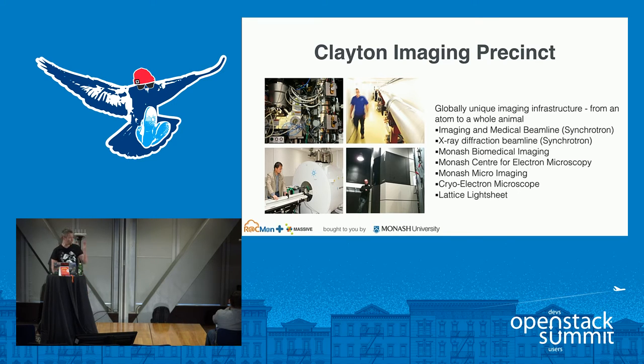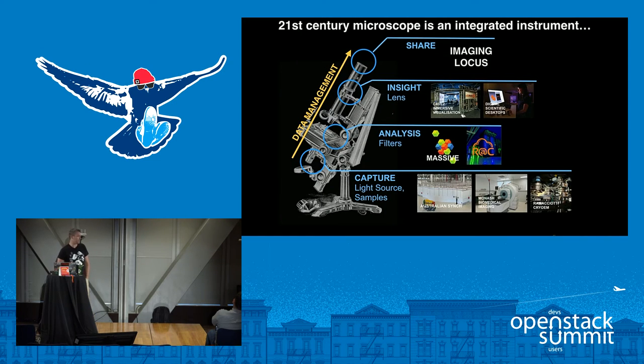The Clayton campus, which is where we work, is a globally unique hub for medical imaging in particular. We have a lot of interesting microscopes here. I'll talk about a couple of those later on, particularly the cryo electron microscope and lattice light sheet. Microscopes these days, though, are not just the facilities dealing with light and so on. There's a full integrated stack where HPC is a big part, and that's where you see Massive in the picture there, and also Rackmon, which is our research cloud as well.